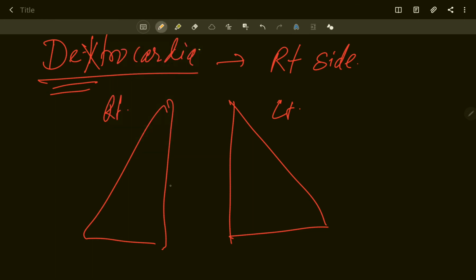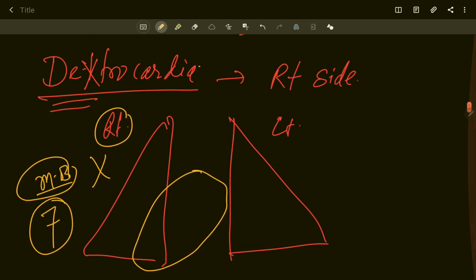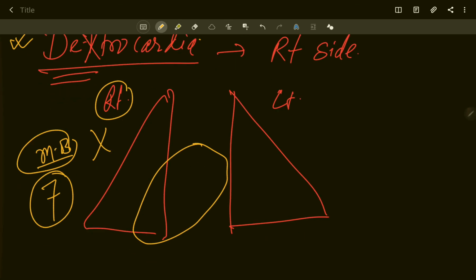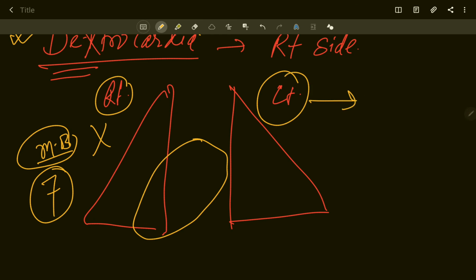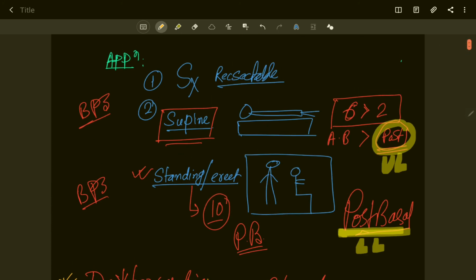The same thing, just a reverse case. Here is your heart, and in this case the medial basal segment of the right lung is absent. Segment number 7 is absent here in case of a right sided heart. So in dextrocardia it is just a reverse thing: the right becomes left and left becomes right. Then your left lung contains 10 bronchopulmonary segments and your right lung varies from 8 to 10 in dextrocardia. This is one clinical point. Now based on this concept, I am going to discuss some questions.